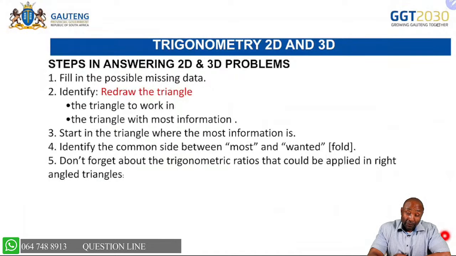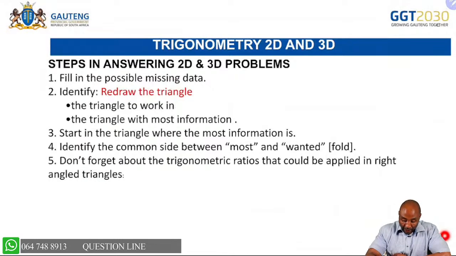Now, remember, for us to answer 2D and 3D problems, you are given a diagram. Identify the triangles that can help you get to the solution. You fill in the possible missing data in your diagram so that things look clearer. You start with the triangle with the most information. Identify the common link between the two triangles. I will show you as we answer questions.